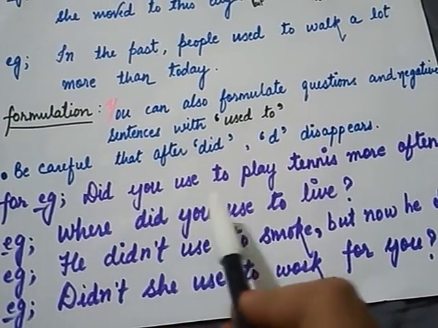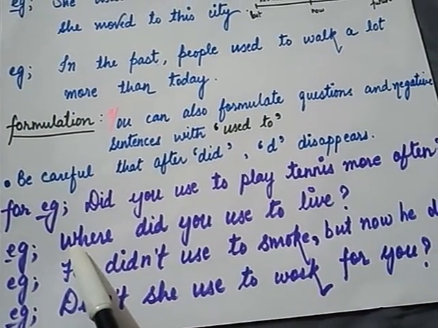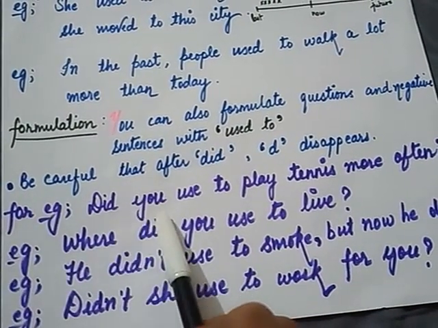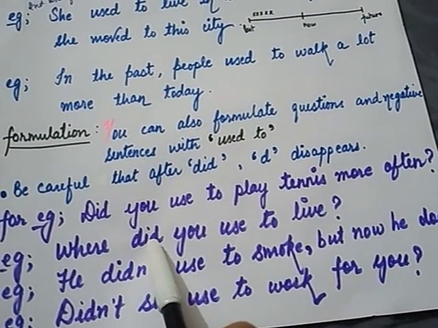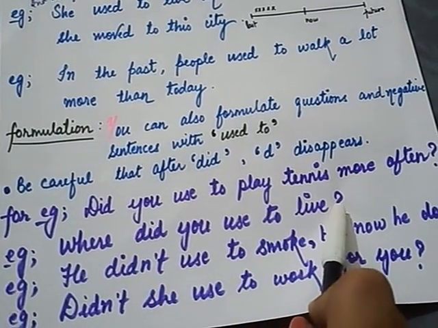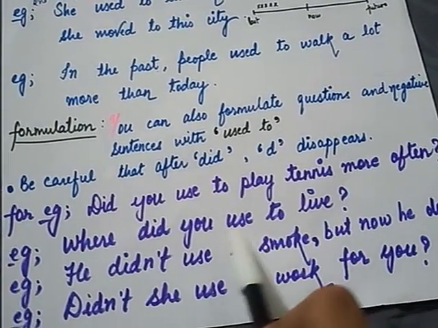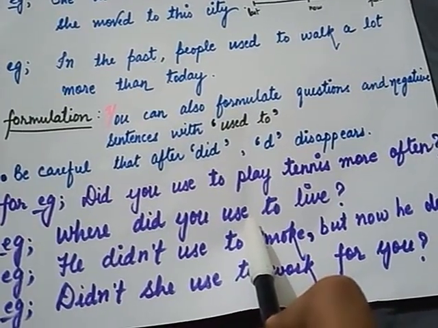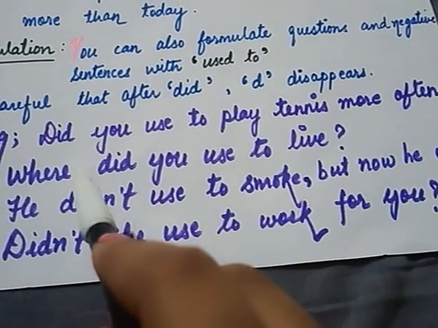Where did you used to live? This is our second example. Where is the question word, and just after the question word, I have told you children, if you use a helping verb then it will be a question. Then, where did you used to live? Again D disappears. Now these are the examples for interrogative sentences, questions.